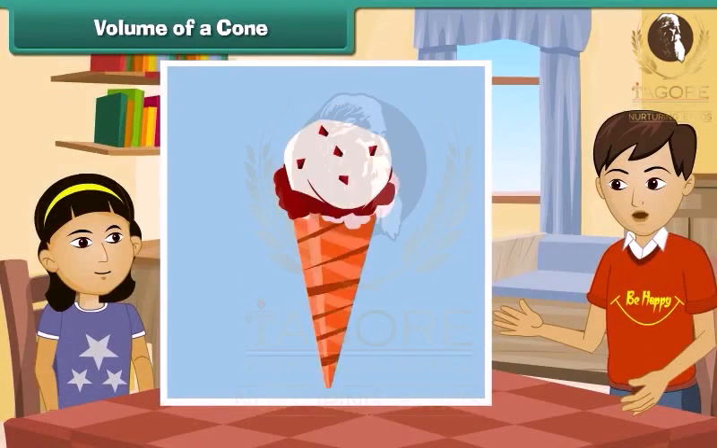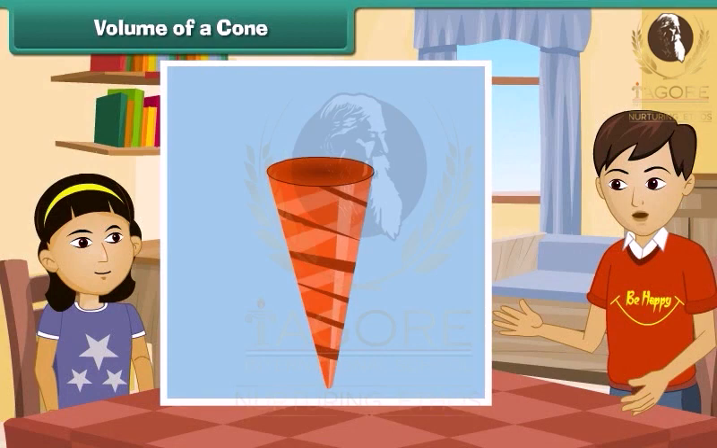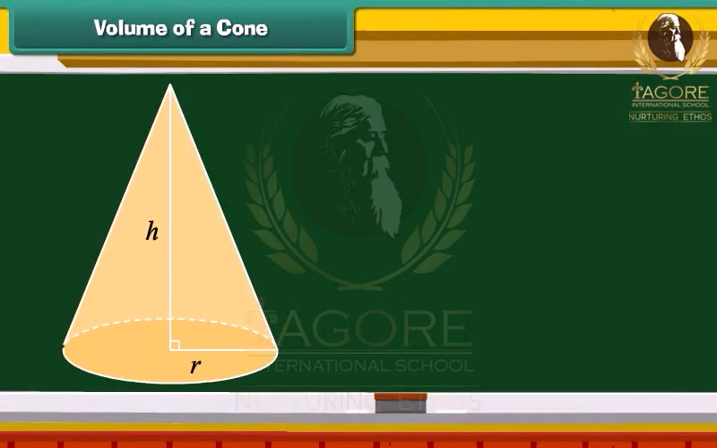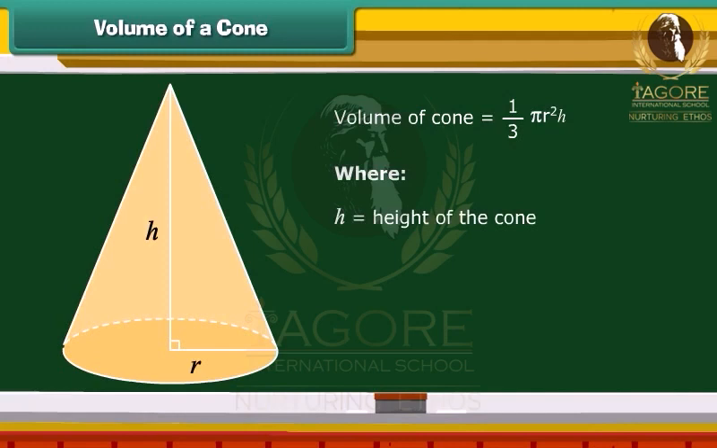Wow, yummy ice cream! Have you ever wondered how much ice cream it would take to fill up a cone? Have a close look at its cone. It has a round base which narrows to a point. Are you interested in measuring its volume? The volume of a cone is simply given by 1/3 pi r squared H, where H is equal to the height of the cone and r is equal to the radius of the circular base of the cone.